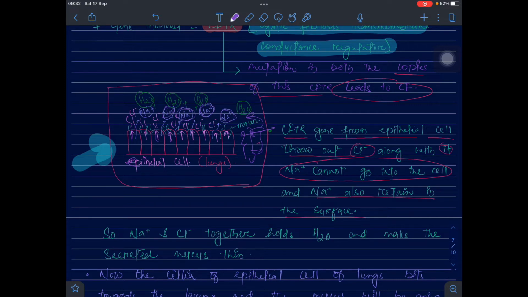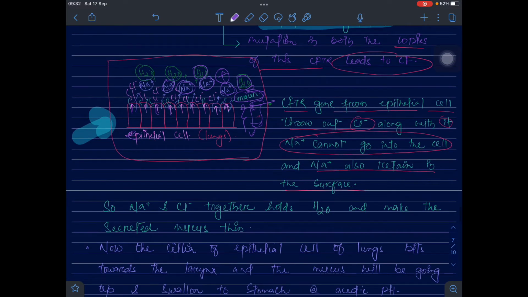So once the chloride and sodium are here, it will trap the water from the surroundings. See, this water, H2O, is already trapped here. All this green color here is the mucus secreted by the epithelial cell. We all know that when there is water, the mucus will become thin. So sodium and chloride together hold water and make the secreted mucus thin. This mucus will become more thin because of the presence of water.